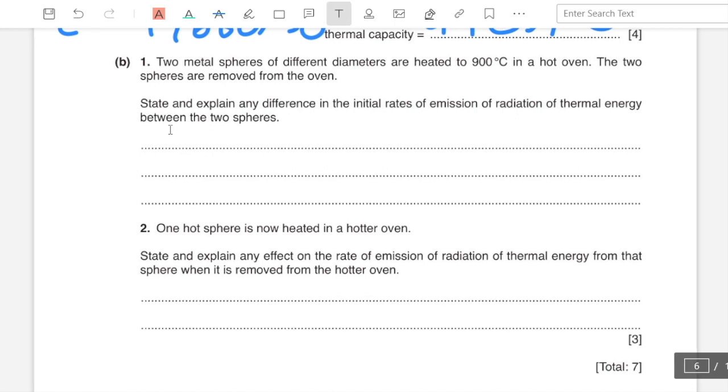Alright, so we have, due to larger surface area, the sphere with larger diameter has greater rate of radiation.